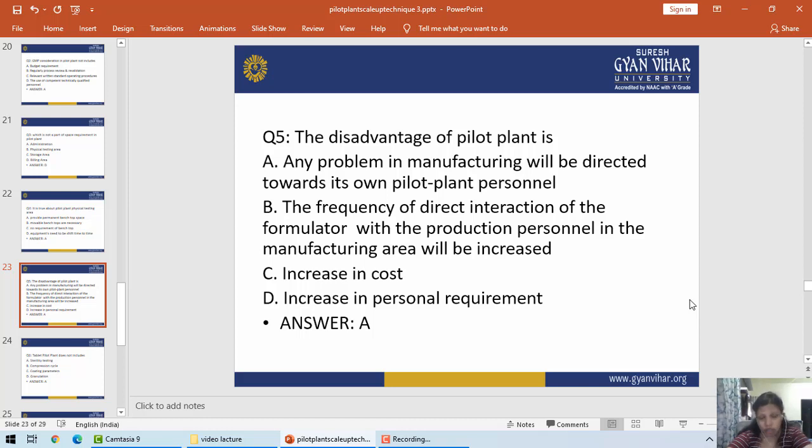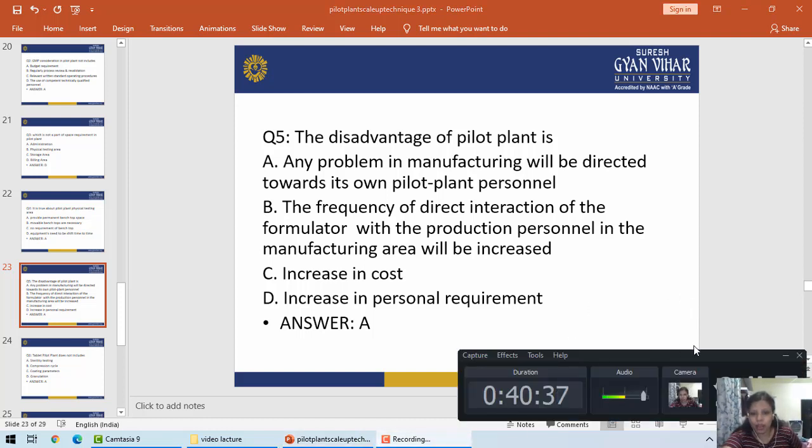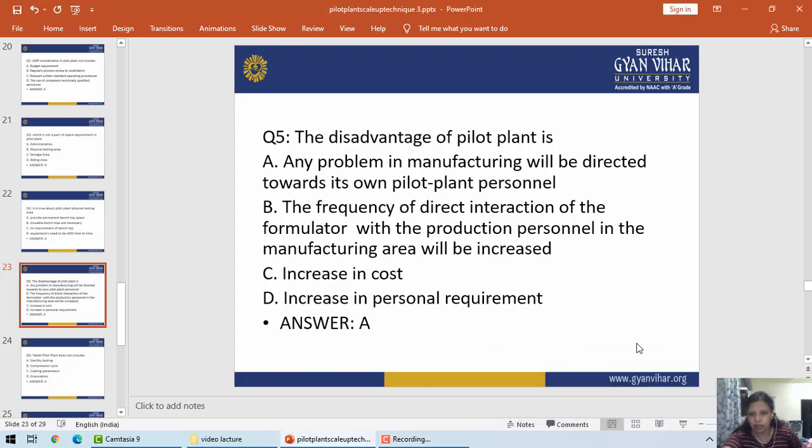Next is the disadvantage of pilot plant: any problem in manufacturing will be directed towards its own pilot plant personnel. The frequency of direct interaction of the formulator with the production personnel in the manufacturing area will increase, along with an increase in cost and personnel requirements. So the major disadvantage of pilot plant is that any problem in manufacturing will be directed towards its own pilot plant personnel.